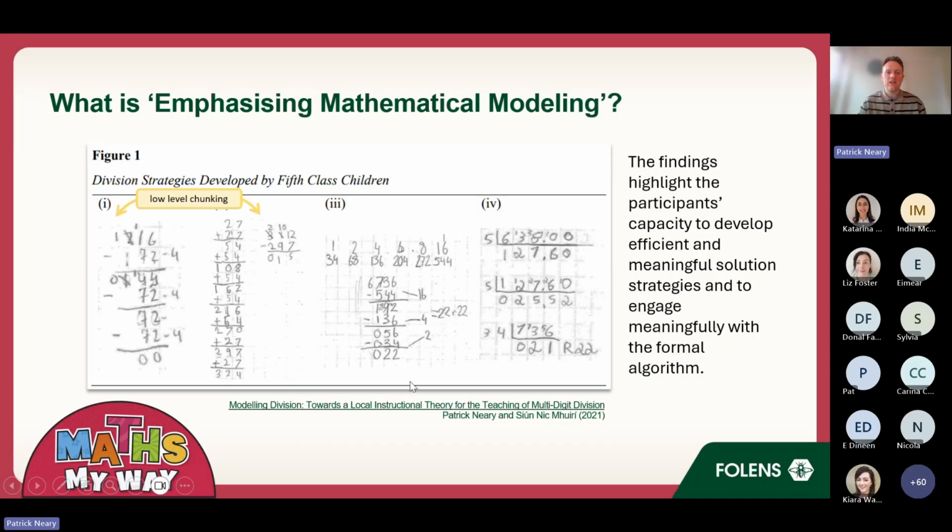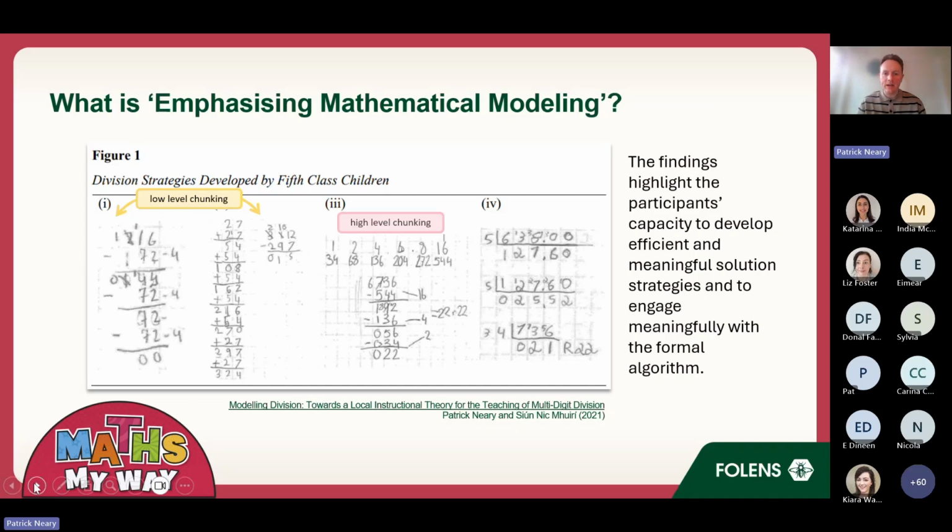the calculations. So the first 2 examples there are what we called low-level chunking, where you can see in the first example, 72 represents 4 groups. So they were multiplying 4, or they were taking away 4 groups at once. And in the second example, they were using repeated addition, but they didn't just keep adding 27 and 27 and 27. They started adding 54s as well. They started adding in different bits and pieces there to make it more efficient as they went.